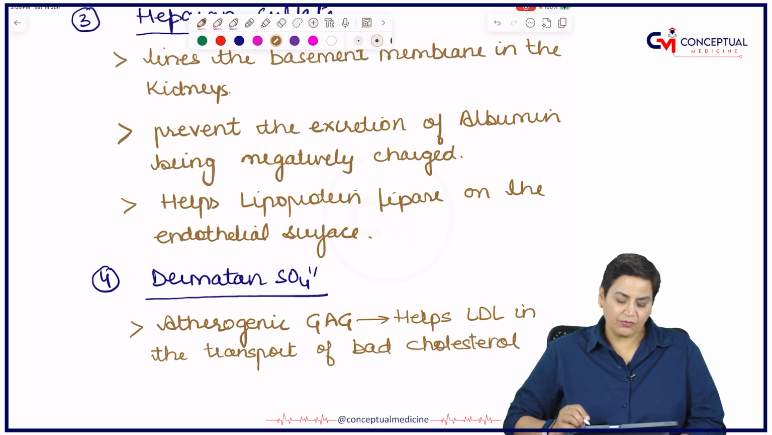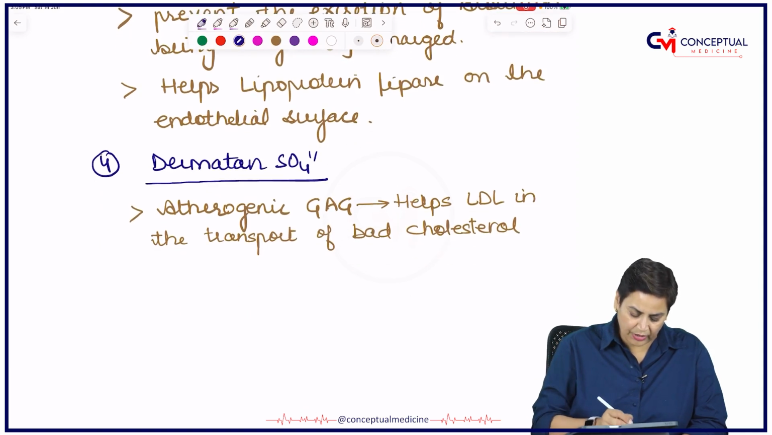So these are the four very important mucopolysaccharides. Hyaluronic acid is also there. Just now I told you what it helps in, I'll just write about hyaluronic acid also.